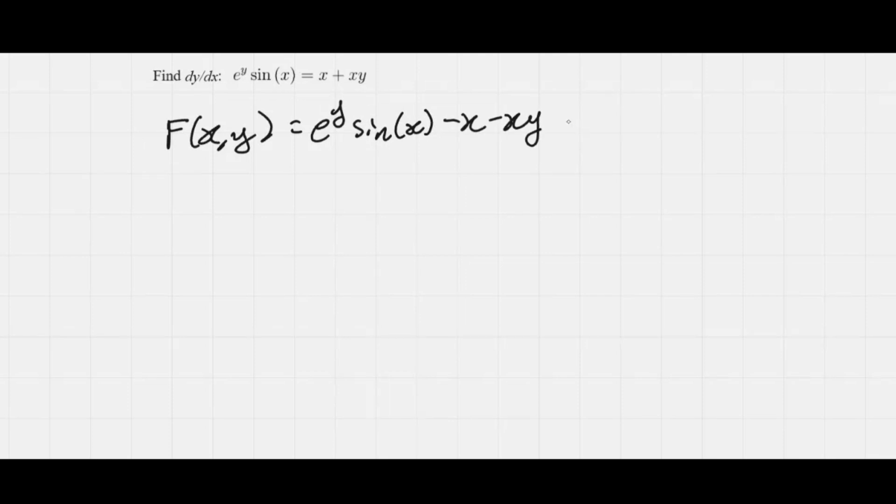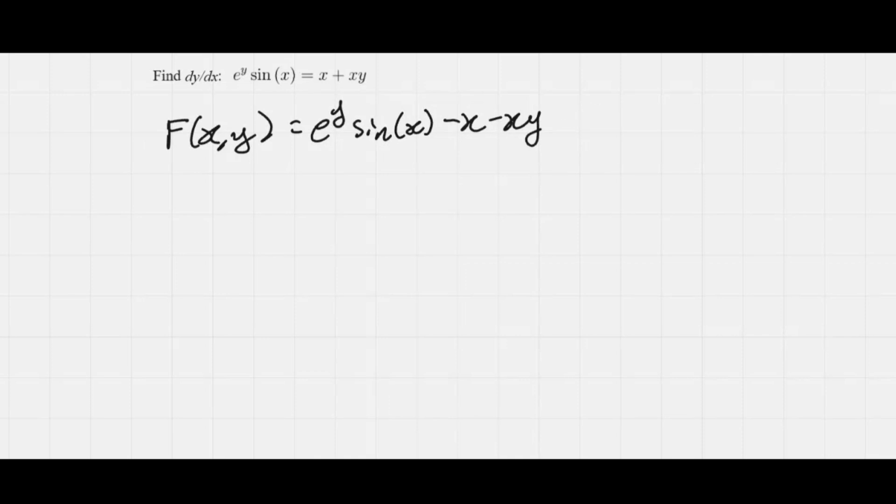So we are going to start off by saying that we're going to create a function, basically, f of x comma y. That's going to be equal to, and we're going to set this equation here equal to 0. And so what we're going to do is we're going to say e to the power of y sine x minus x minus xy is essentially going to equal 0, right? So if we set the equation equal to 0, that's going to be basically our function.